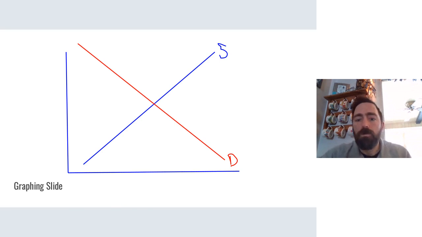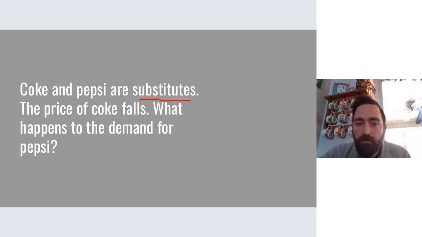So if Coke and Pepsi are substitutes, and the price of Coke is falling, okay? Remember, in this case, as the consumer, you're going to buy which? You're going to buy the one that's cheaper, right? So you're going to buy more Coca-Cola and less Pepsi. So the demand for Pepsi is going to decrease because people are going to choose the cheaper option. They're going to choose the Coca-Cola because it's cheaper, okay?